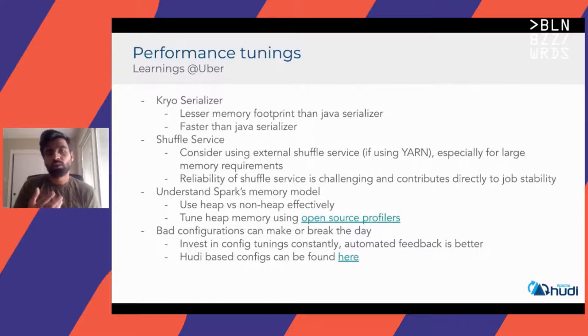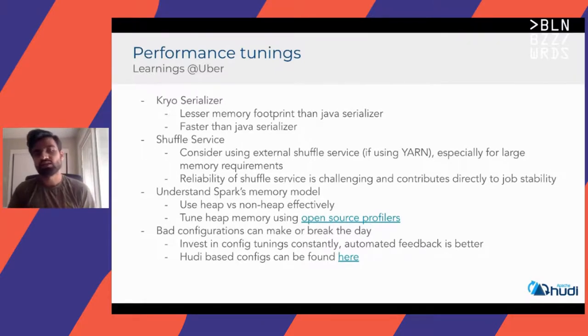So one of the things we realized is the type of serializer that you use matters a lot, and so at Uber we use Kryo serializer for all our serialization work, especially in Spark applications. It has a lesser memory footprint than Java serializer, as well as being much faster.